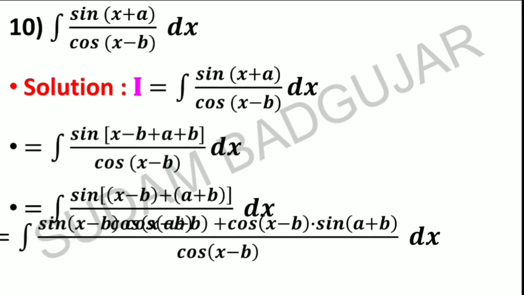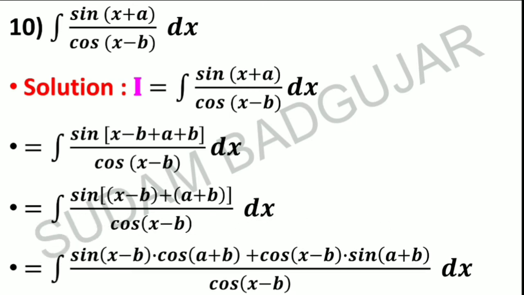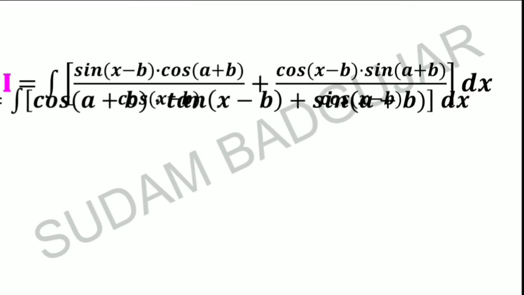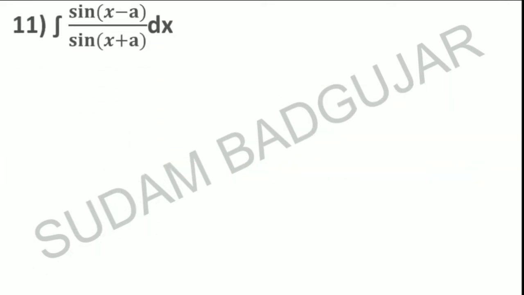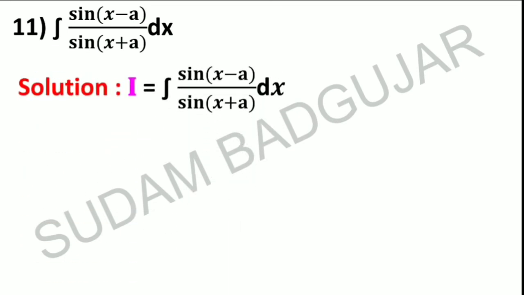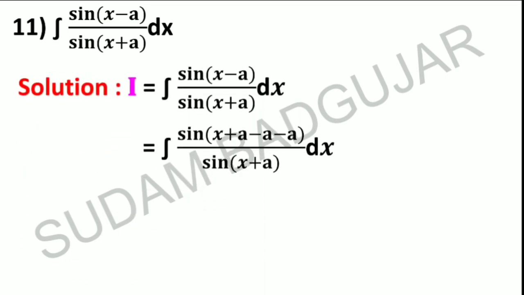Then again you have to apply the sin of a plus b formula, sin a cos b plus cos a sin b. Then split this. After splitting and taking separate integrations, you will get the standard form, and this is the final answer. Okay, it's a very simple form. Just practice this. Okay, again it is a minus, sin of x minus a upon x plus a.